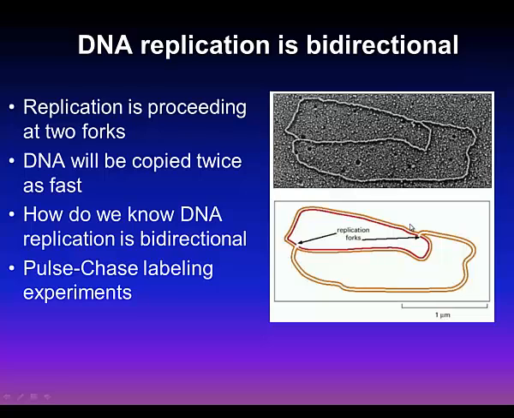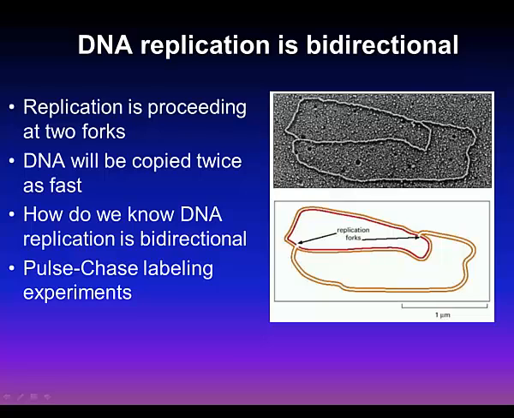And asking for the evidence behind a conclusion is the way all science works. The type of experiment that was used to generate the data that told us that DNA replication is bidirectional is a pulse chase analysis, or a pulse chase labeling experiment.